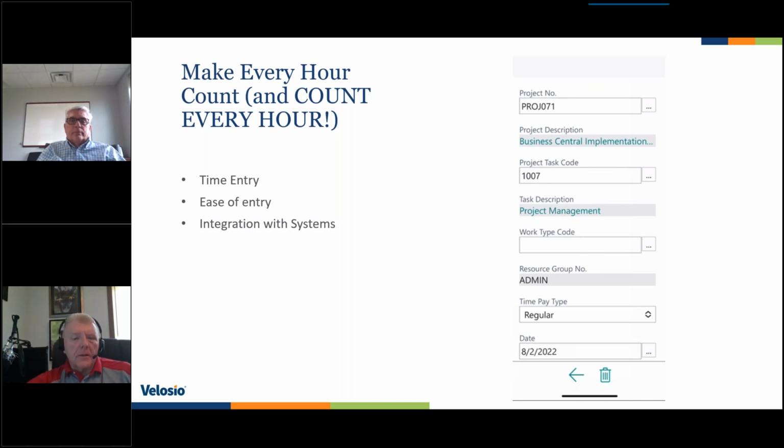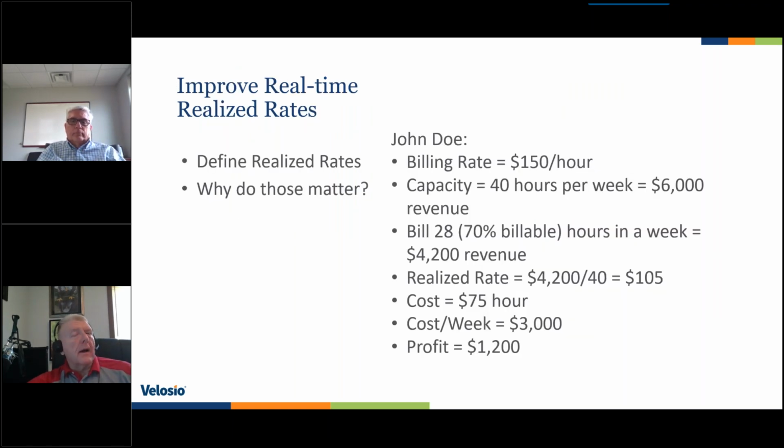And as we talk about those things and talk about utilization percentages, I think what we want to show next is how we make every hour count. So 2 of the things we talk about, real-time rates and real-time realized rates. Jeff, you're the accountant, so I'll ask the dumb questions, but what is a realized rate and why does it matter to a ProServe business? Well, I think it really does ultimately affect the bottom line.